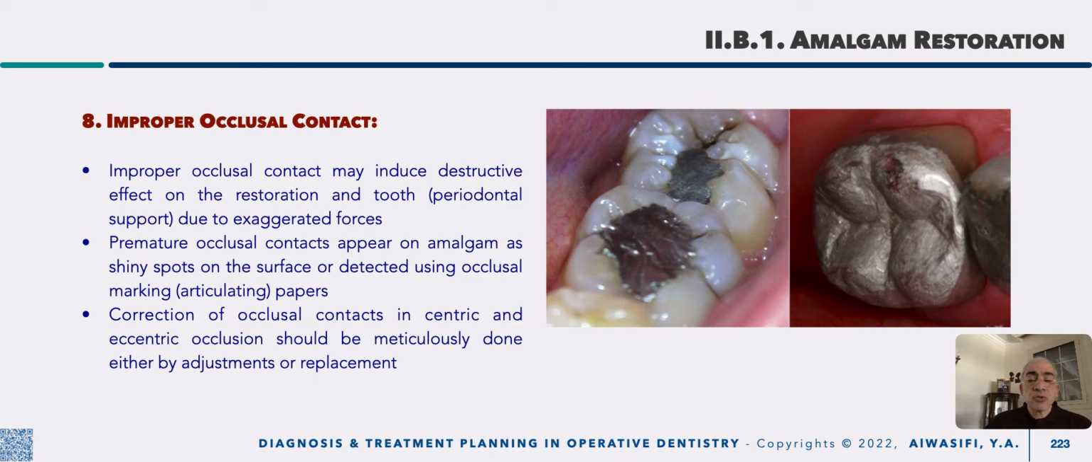Some operators in certain cases prefer to make the amalgam out of occlusion, especially if they are reproducing or restoring a missing cusp with pins or with any other alternative retentive techniques. This is not an accurate solution, because they think that amalgam is a brittle material, and when it is out of occlusion, it will not be subjected to the tensile component of occlusal force that could break the brittle material. No, this is not right.